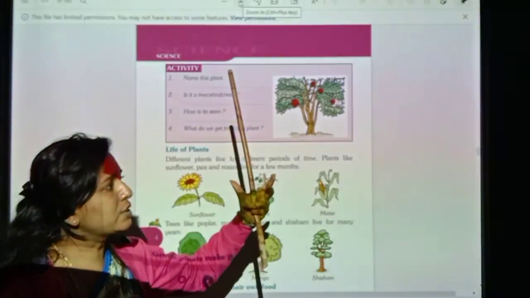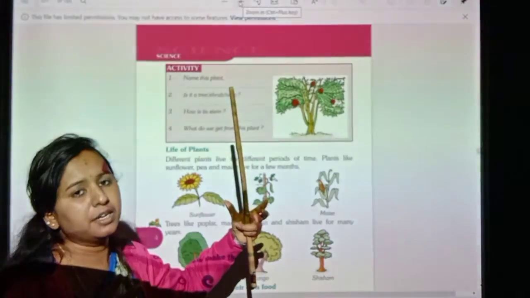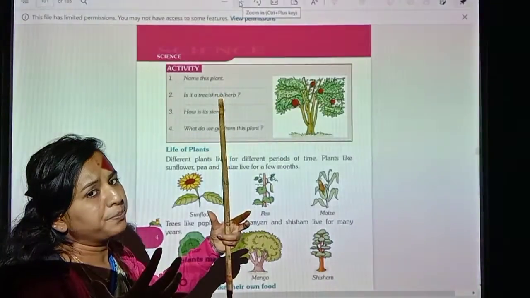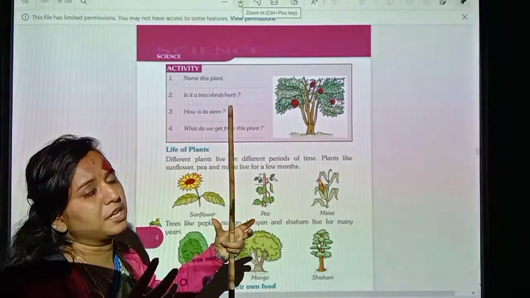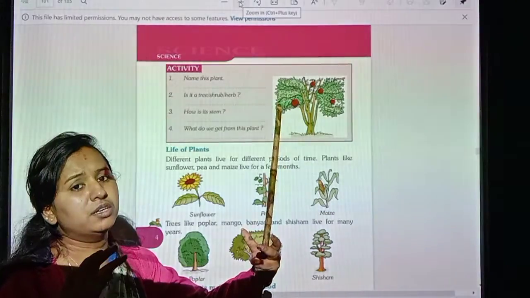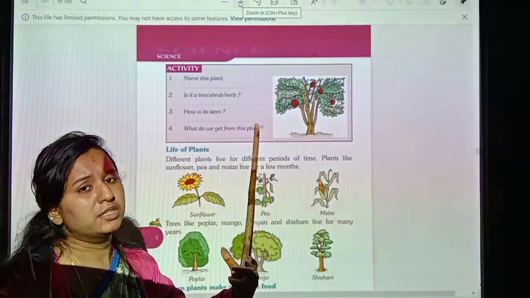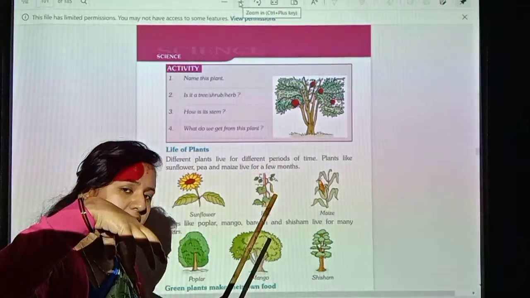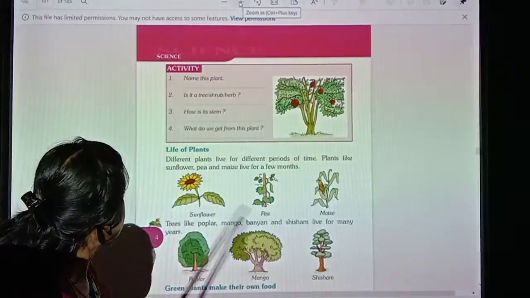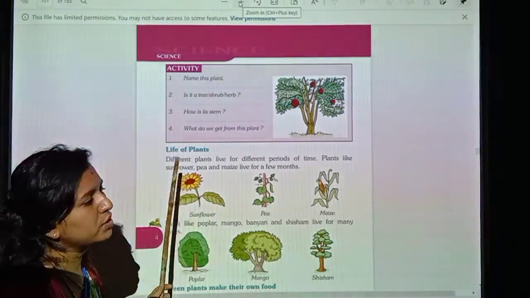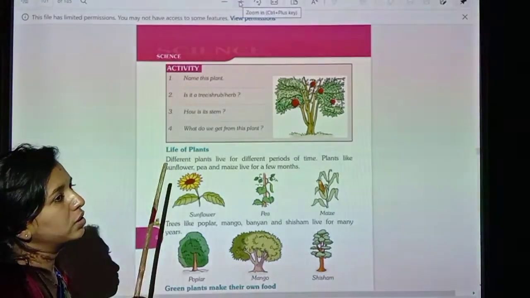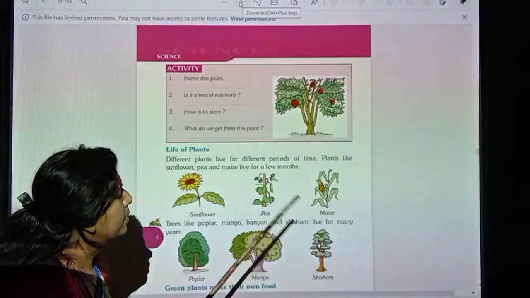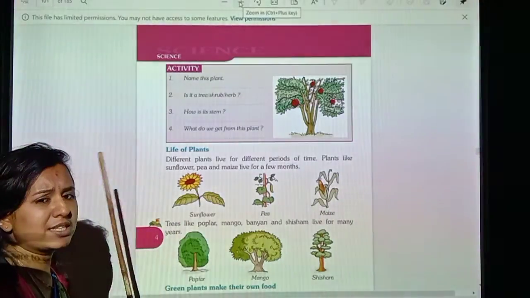The sunflower turns its face toward the sun. When the sun is in the east, the sunflower will face the east itself. If it is north, it will turn north. If it is west, the flower will turn west. If it is sunset, the flower will be like this. So this is about sunflower. Sunflower also grows in the season of summer. And peas and maize are also seasonal plants.